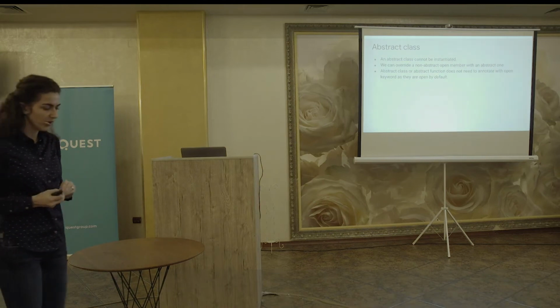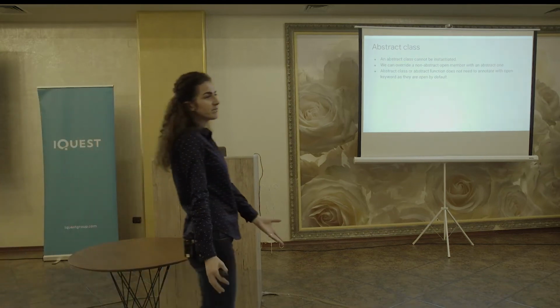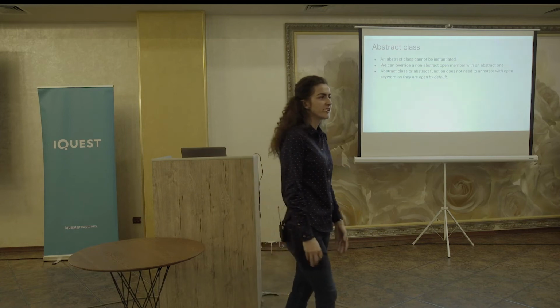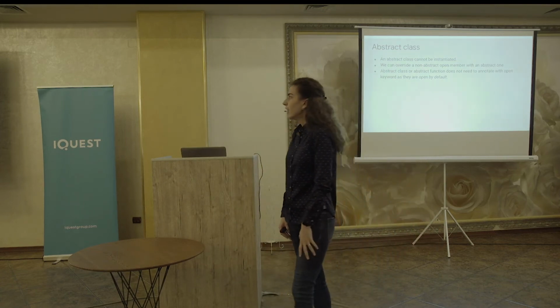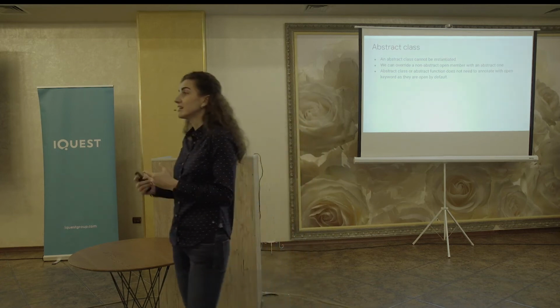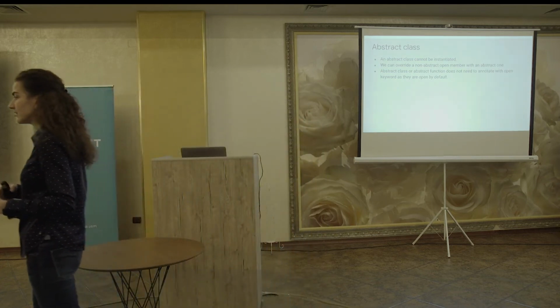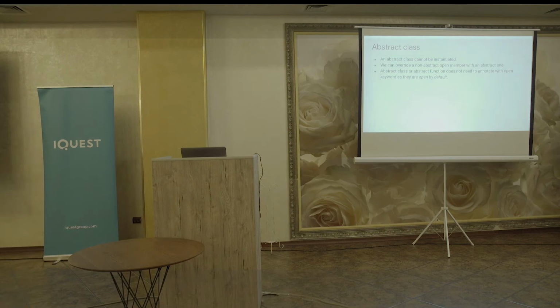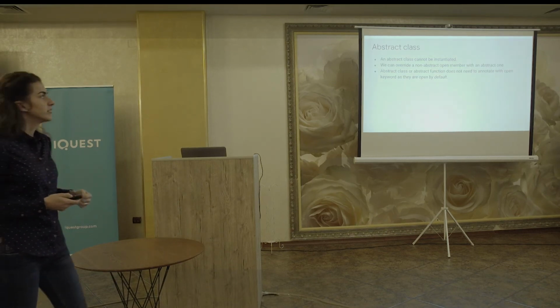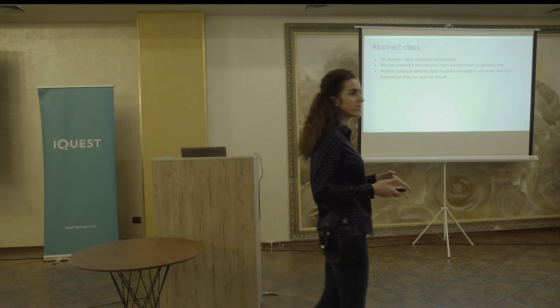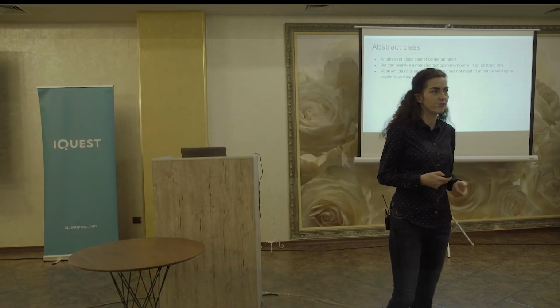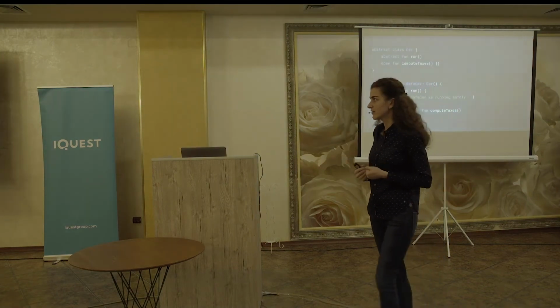Abstract classes. An abstract class cannot be instantiated, just like in any other object-oriented language. An interesting fact is that we can override a non-abstract method using an abstract method, and we will see an example. And in this case, it's not necessary to specify the open keyword because they could be extended by default. Let's check an example.